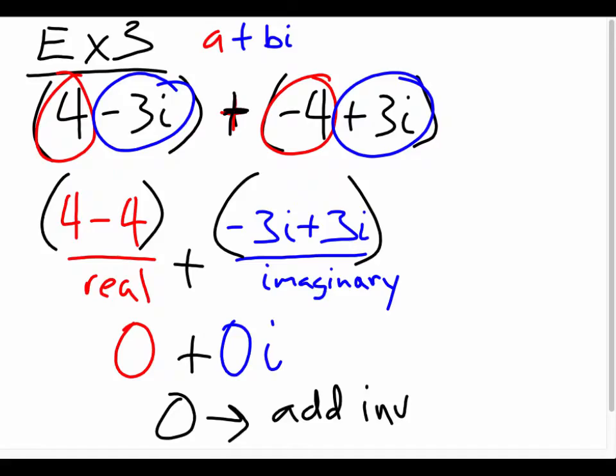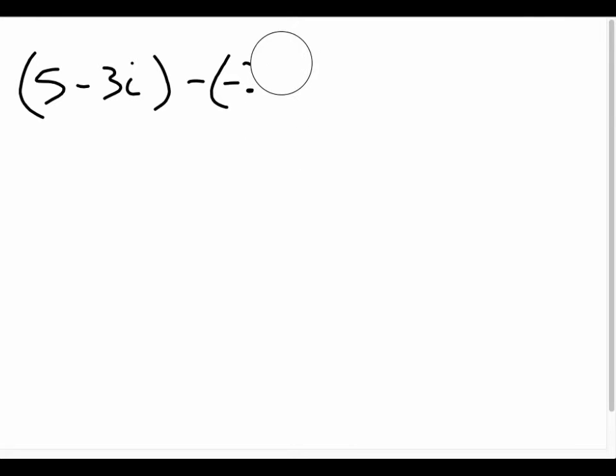Okay, so let's do one more. There's two examples for this, so I want to crank through and do all these. So I have 5 minus 3i, minus 2, whoops, minus 2 plus 4i.